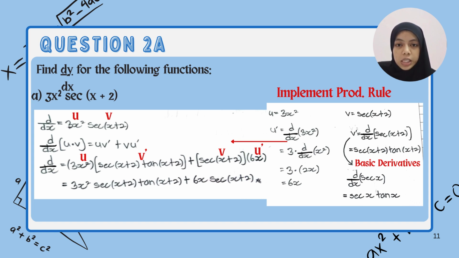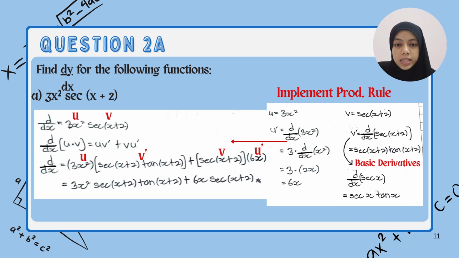To find u prime, we need to differentiate 3x squared. So the answer we get is 6x. And to find v prime, we can use the basic derivative, which is d per dx of sec x equal to sec x times tan x. So the answer for v prime is sec(x plus 2) times tan(x plus 2).